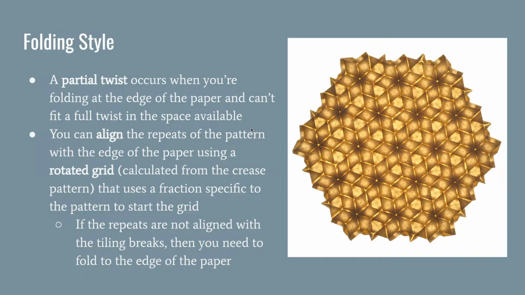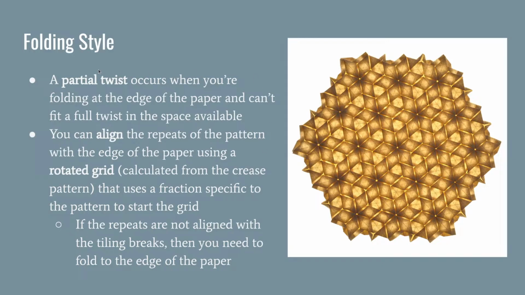And then some other little terms. A partial twist happens when you're folding at the edge of the paper and you cannot fit a full twist in the space available. It often leads to these kind of spiky borders. Here, I took what would have been a partial rhombus and I turned it into a triangle. But I could have equivalently decided to make it look more like a rhombus, but I wouldn't have gotten the whole thing.